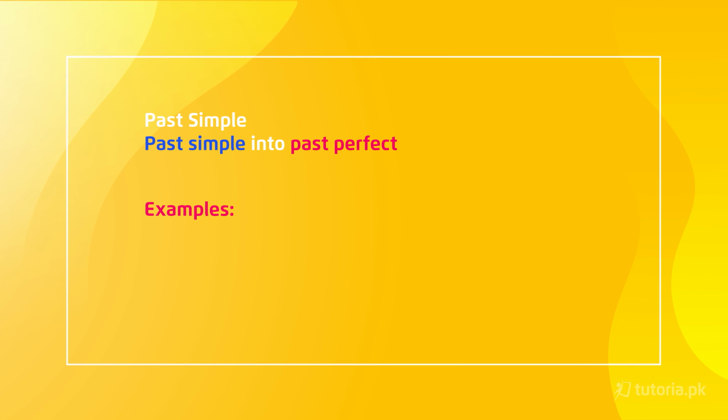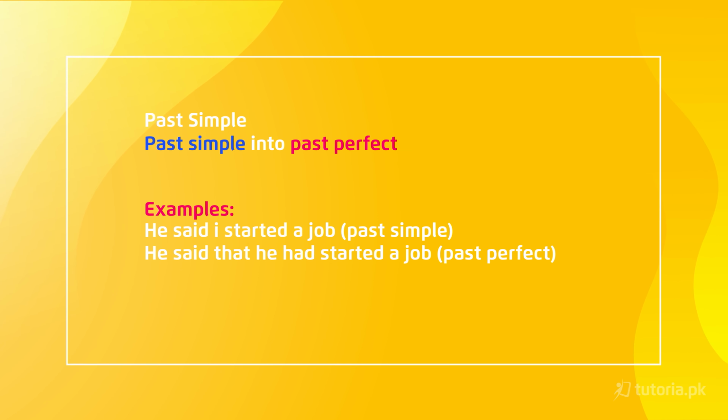For example, he said, "I started a job." Now we easily infer that the tense of this direct speech is past simple. Now immediately it comes into our mind that we have to change it into past perfect. He said that he had started a job. You are already aware of the helping verb of the past perfect, which is had. You should always use the helping verb had in past perfect tense.